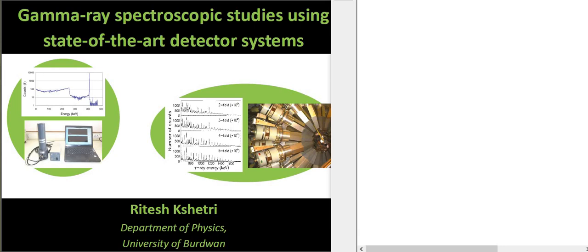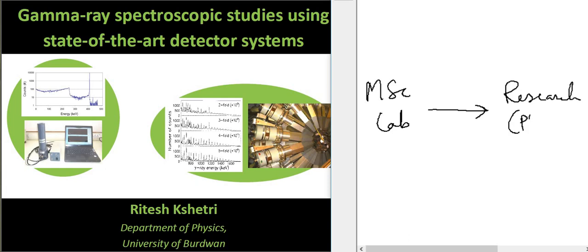Now, my students, you have already seen my previous lectures on gamma ray spectroscopy, and in this one I am going to talk about some of the aspects which I have not covered till now. So let's first start. What we are going to concentrate on is this transition from your master degree lab, MSc lab, to research level. That means PhD plus postdoc and whatnot.